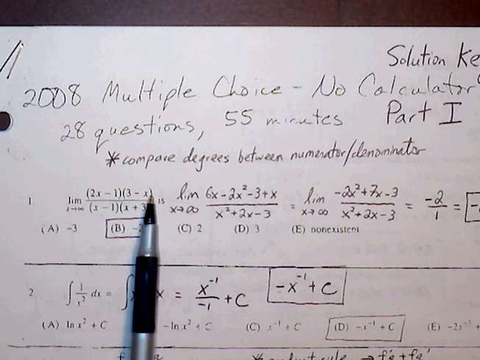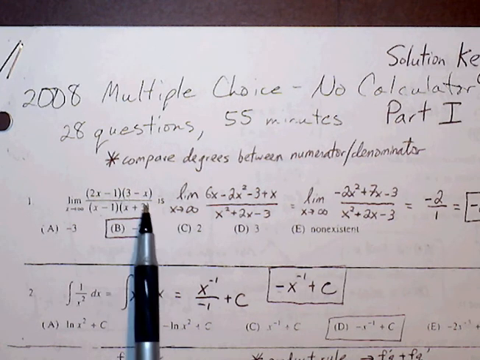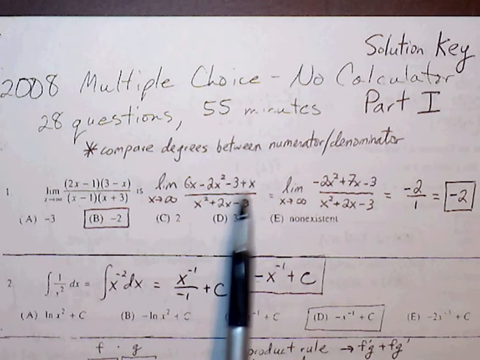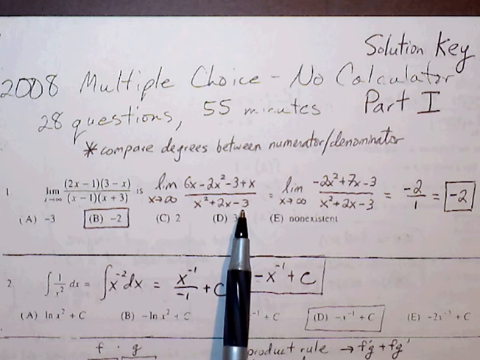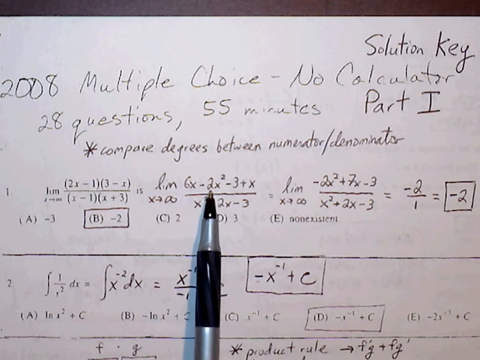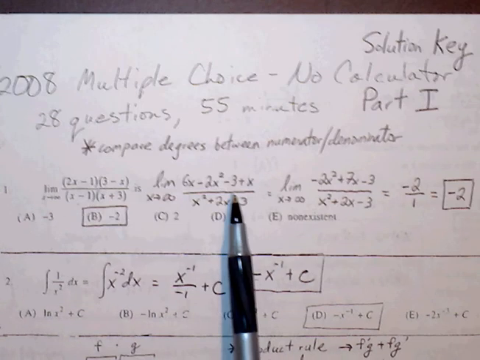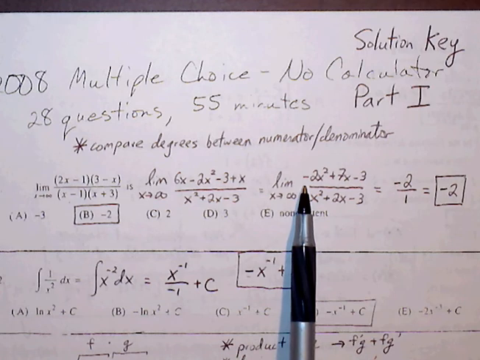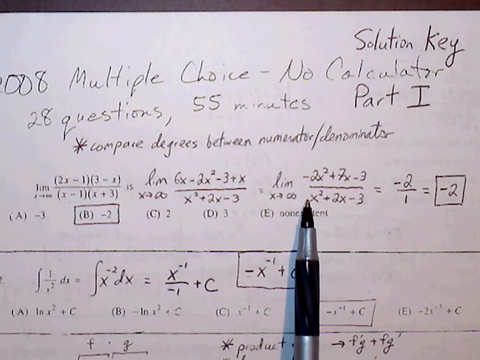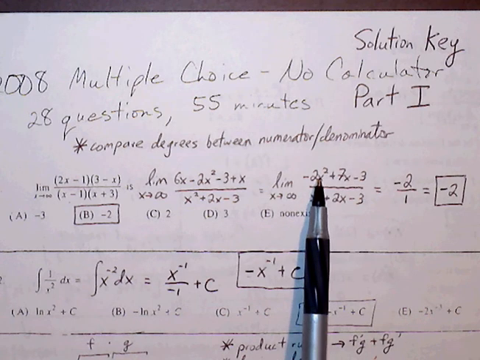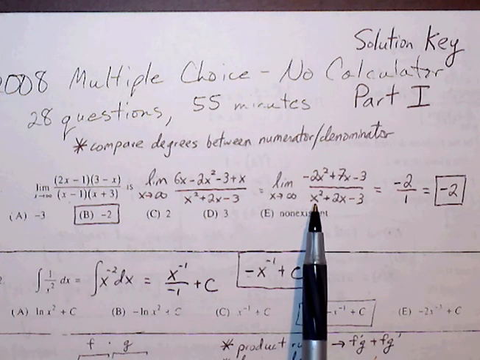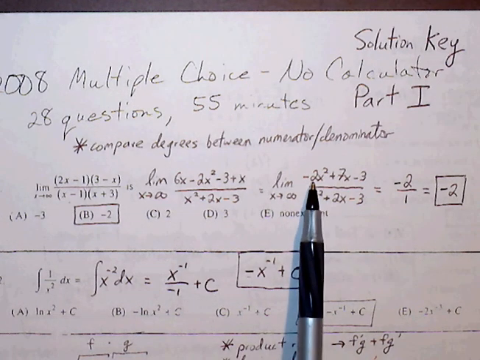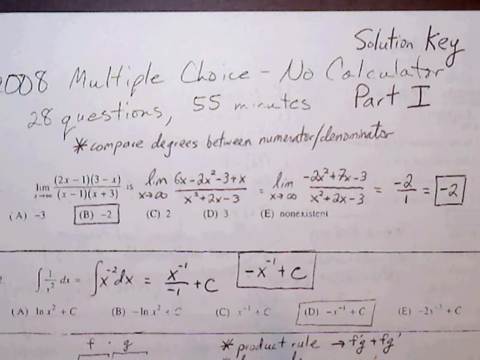So what we can do here is distribute through, expand, FOIL, and combine like terms to get a better picture of what the degrees will look like. I'm going to rearrange the highest degree first and combine like terms. So I'm left with negative 2x squared plus 7x minus 3 all over x squared plus 2x minus 3. Notice that the degree in the numerator and denominator match. Because they have the same degree, we just look at the leading coefficient. So negative 2 over 1 is simply negative 2.